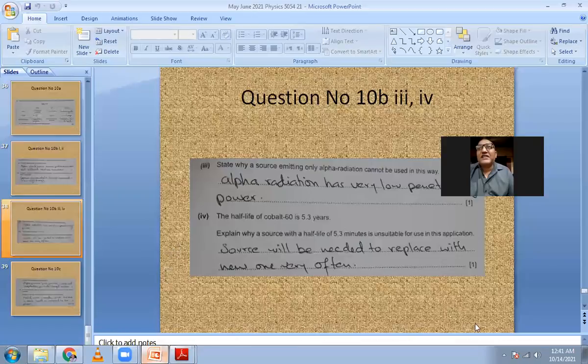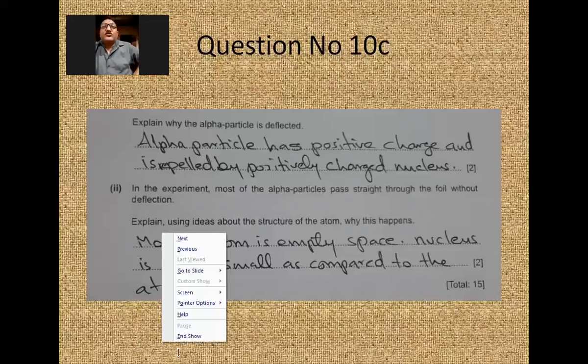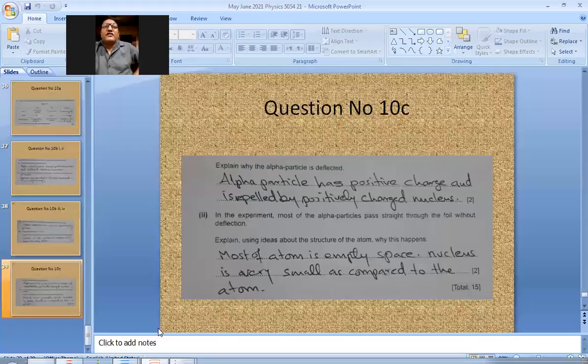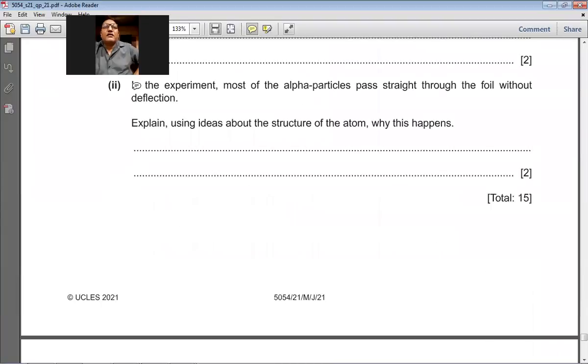Let me show you my answer. Alpha particle has positive charge and is repelled by positively charged nucleus. Because they have the same charge, they repel each other. Okay, the next question. That was a 2-mark question.